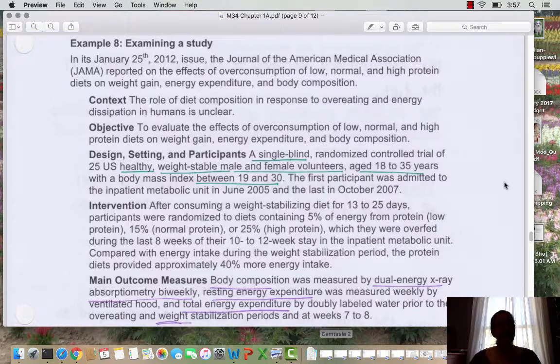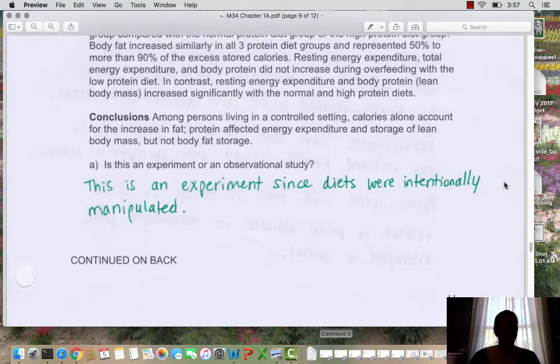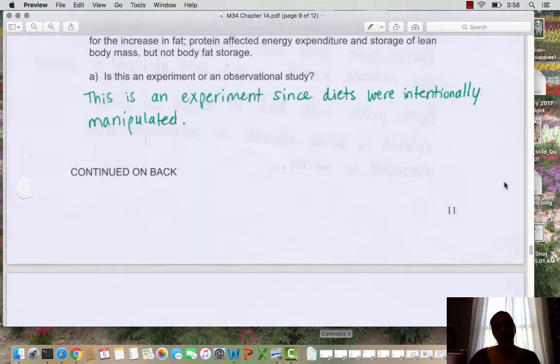Example 8 examines a study. So this is a real study from 2012. Take a minute and pause the video and read through this study since it's a long one. And so question A is asking, is this an experiment or observational study? So this study is definitely an experiment since the diets were intentionally manipulated. In your reading, you saw that people were broken up into 3 different diet groups: low protein, normal protein, and high protein, and then intentionally fed those diets.